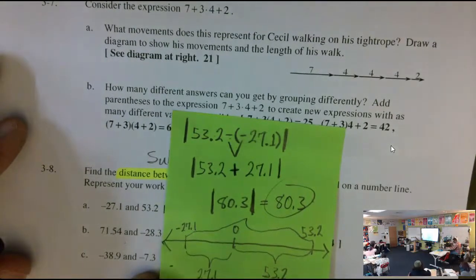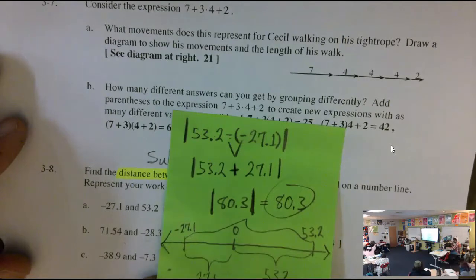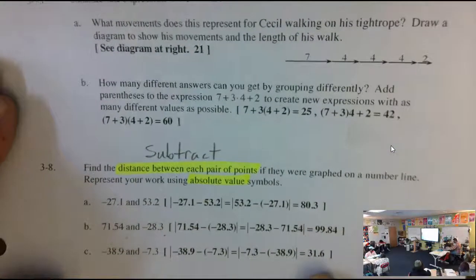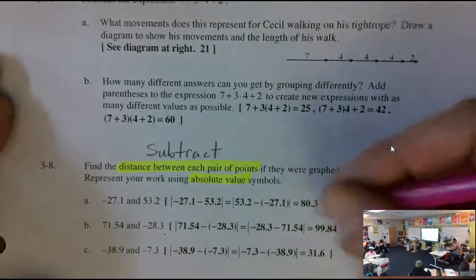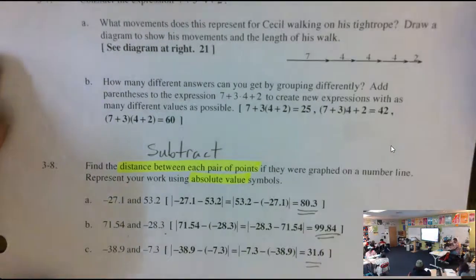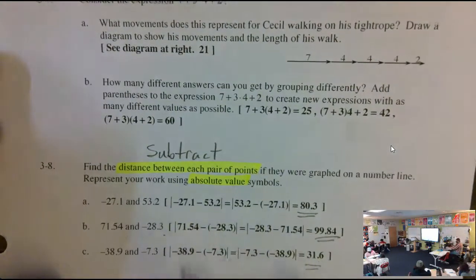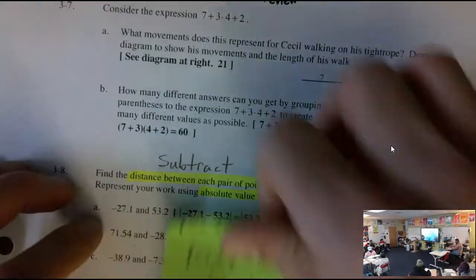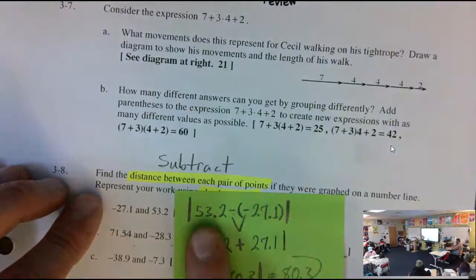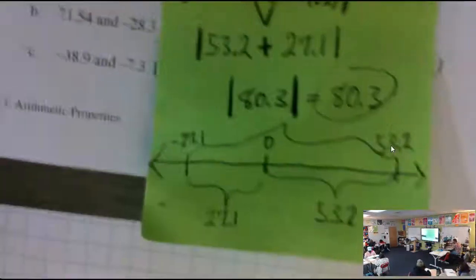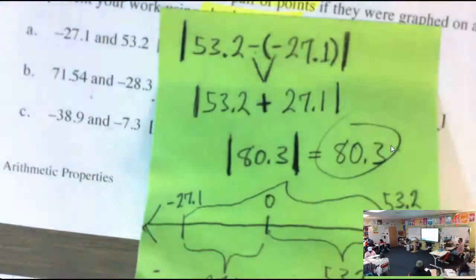I have no idea. I think it's going to be 20, 30, 30 something? 31.6, they tell us. So to check your answers, we have 80.3, 99.84, and 31.6. This is definitely one where we're going to need to have work shown. You cannot just have answers. So your work should look something like this. One number minus the other number, but we had minus a negative, so it turned into a plus.